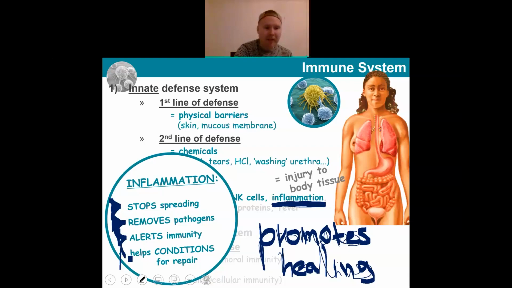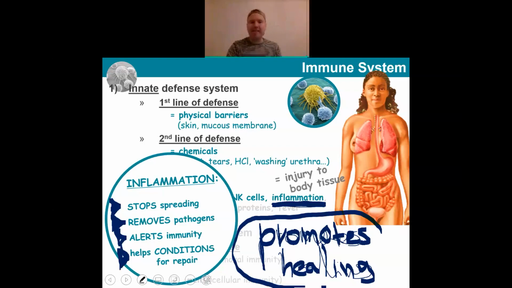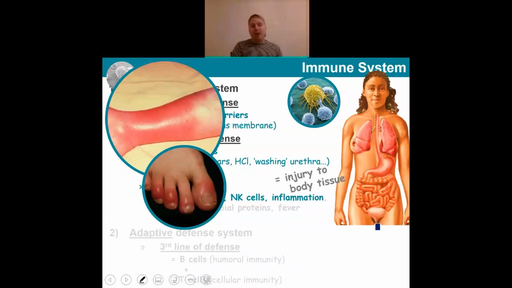And in addition, the inflamed site is usually warm, kind of tender to touch, red, and sore. All of these help us with healing or repair processes. So inflammation at large is very beneficial for us. It's a good thing to get inflammation when there is a pathogen, because that all promotes the healing of that site. And here I have a picture of an inflamed wrist, I think, and inflamed toes.